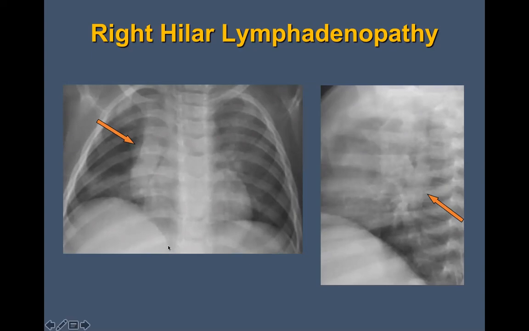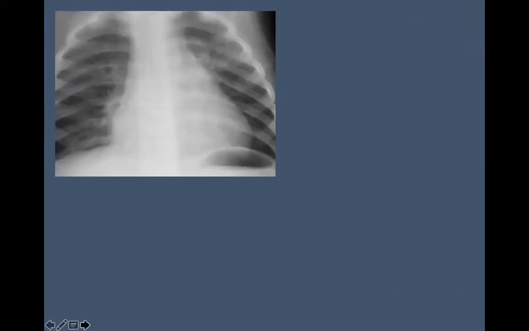But when we look on the lateral view, we can see behind the trachea that there's definitely a mass there that you wouldn't expect to be there. So this is right hilar lymphadenopathy, verified by your lateral view.